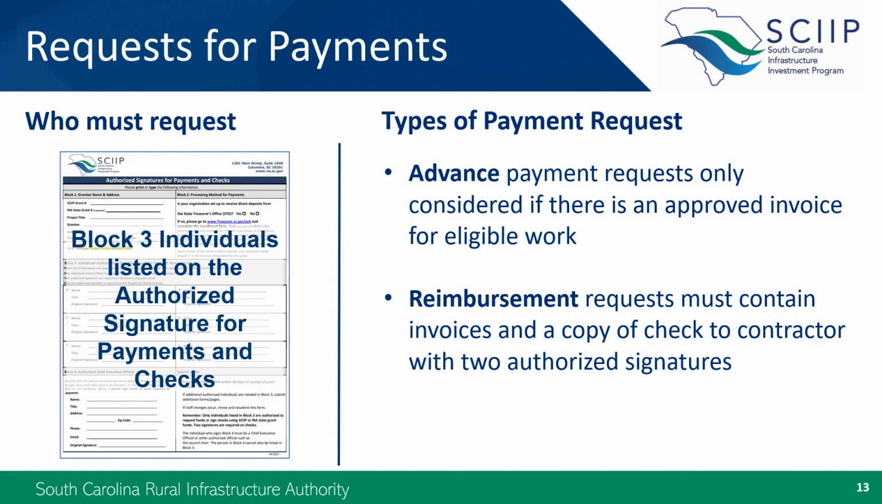Requests can be on an advance or reimbursable basis, but advance payments will only be considered if there is an approved invoice for eligible work or services completed that are due and payable. Reimbursement requests should be accompanied by a copy of the canceled check written to the contractor for SCIIP eligible work. And the check should be signed by 2 of the persons listed in Block 3 on the authorized signatures form.